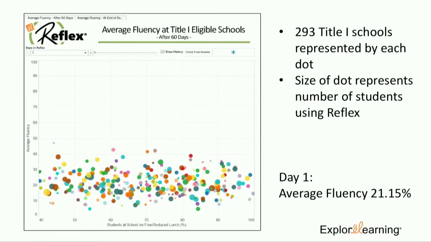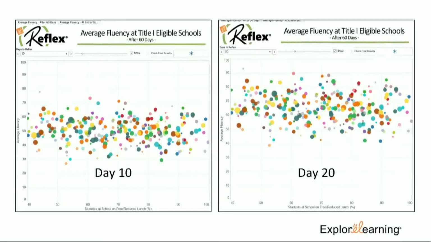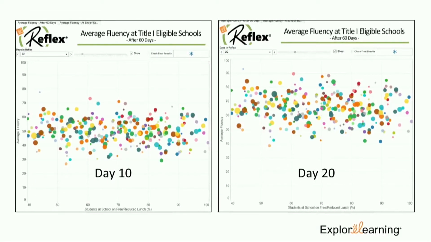Here, day 1, we have about 21% starting fluency. On day 10 and day 20, what did you notice with all of the dots? Do I have a different rate of change with the student population? We're seeing more of a horizontal rise. So regardless of the level of Title I students, whether they're 100% Title I or 40% free and reduced lunch, if you will, everybody is kind of growing at that same rate.